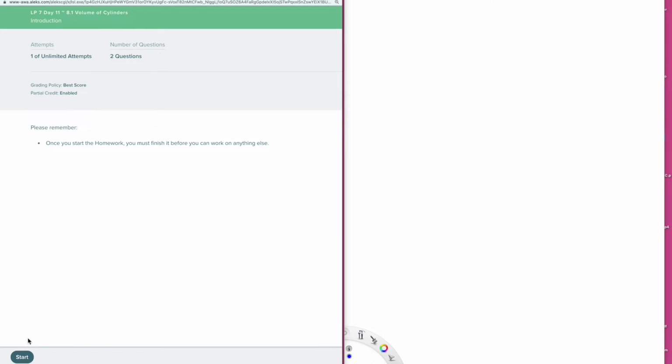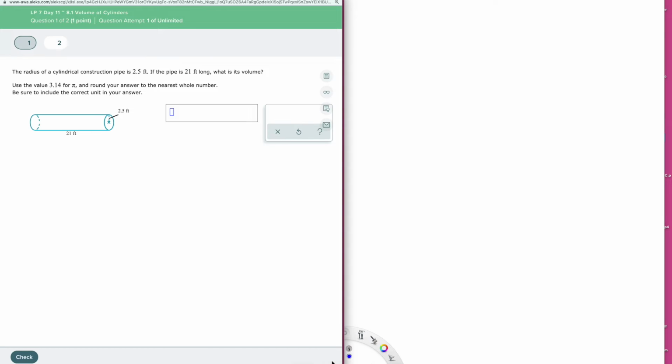Down here it says once you start your homework, you must finish it before you can work on anything else. What that means is once I click start, down in the bottom right corner here, we will see a submit assignment button. I don't see it on my teacher preview, but you will see it on your student side. When we want to leave this screen, whether or not we have finished any of the problems, if we have a green check mark, it saves our place.